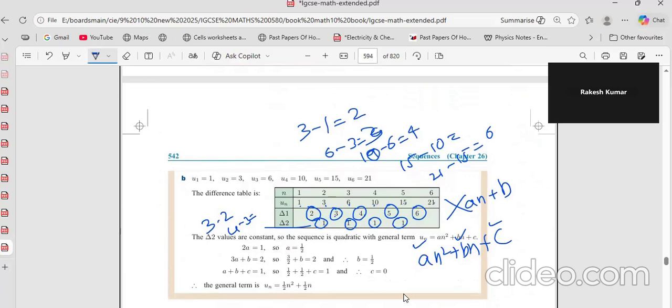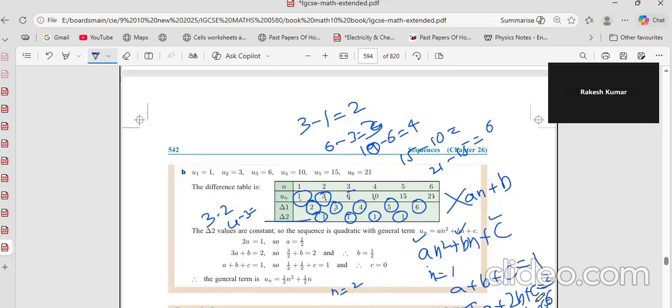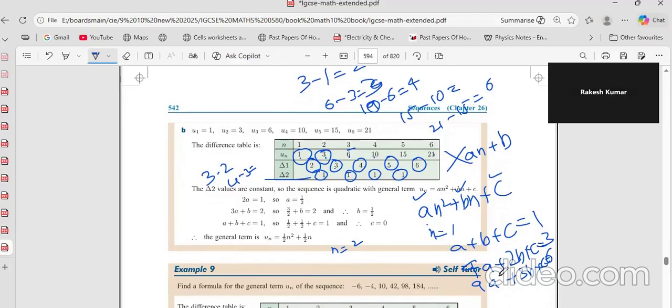What I do is I let n be 1. So this will become a plus b plus c, that is 1. Then I put n as 2. It will become 4a plus 2b plus c is 3. Similarly, I put 3, it will become 9a plus 3b plus c is 6. Three unknowns, three equations, I can solve for them. So one way is to solve them simultaneously.